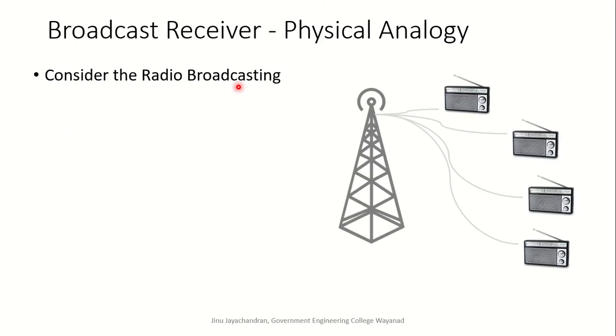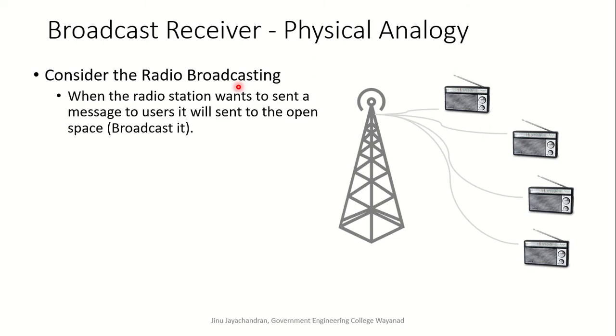Before going to the explanation of what a broadcast receiver is, let us consider a physical analogy. Consider radio broadcasting. When the radio station wants to send a message to users, it sends it to the open space, which we call broadcasting. Broadcasting means that you send it openly, and any user who wants to receive the message can receive it and process it. It is not intended for any particular user.